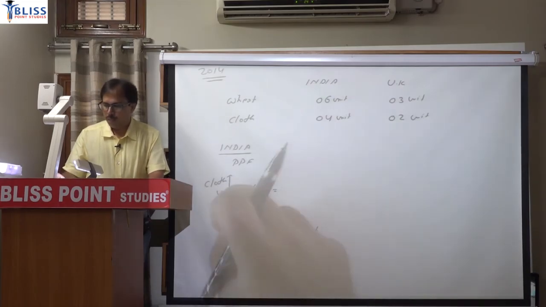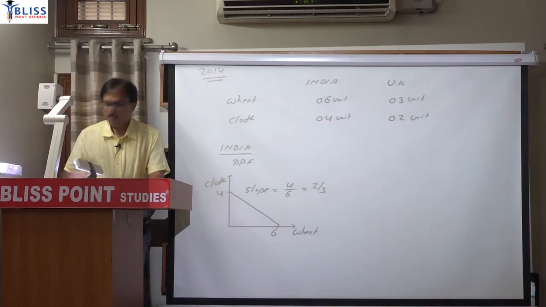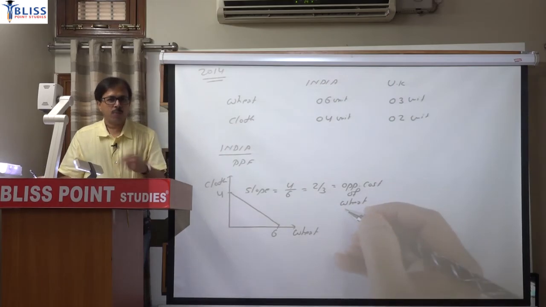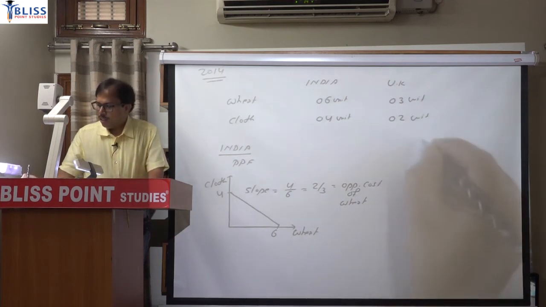So on the x-axis you are denoting wheat, so the slope of this line will measure the opportunity cost of wheat. So what is the slope here? Perpendicular by base, 4 by 6, 2 by 3. So that 2 by 3 is the opportunity cost of wheat. So what will be the opportunity cost for cloth? It will be the inverse of that. So we know the opportunity cost of cloth in India, we know the opportunity cost of wheat in India. Then draw it for UK.